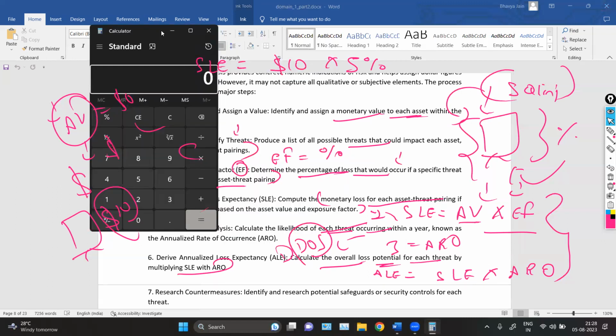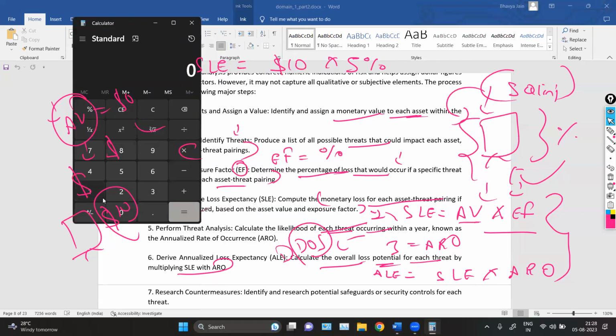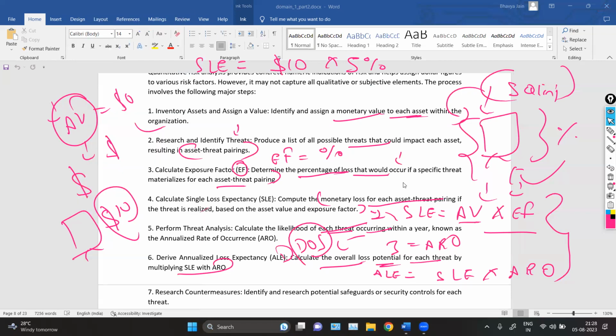Okay, so let's calculate here, which is 10 into 5 divided by 100. So the SLE is 0.5. And in the same way we can calculate the ALE. So we will see this in the mathematical way.